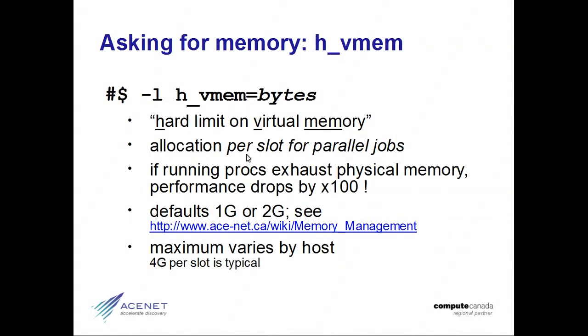So if you're doing parallel computing and you're using a parallel environment, OpenMP or OMPI star or Gaussian or anything, and you're asking for memory, you're asking for the amount of memory you want per slot. So if you want a 4-slot job and you ask for 4 gigabytes of memory, you're going to be getting a total of 16 gigabytes of memory.